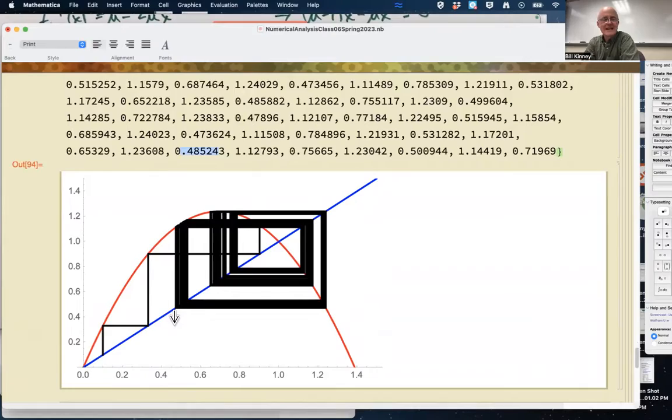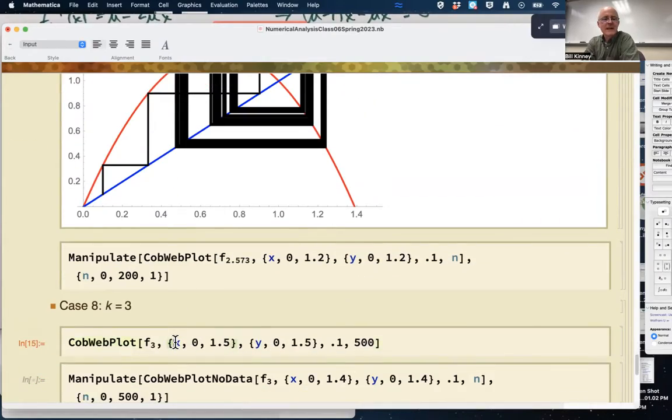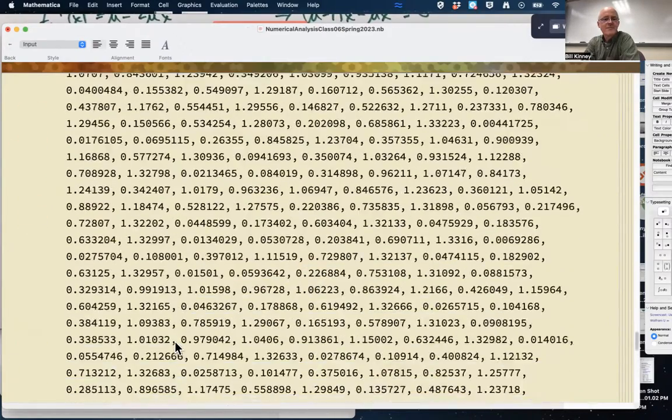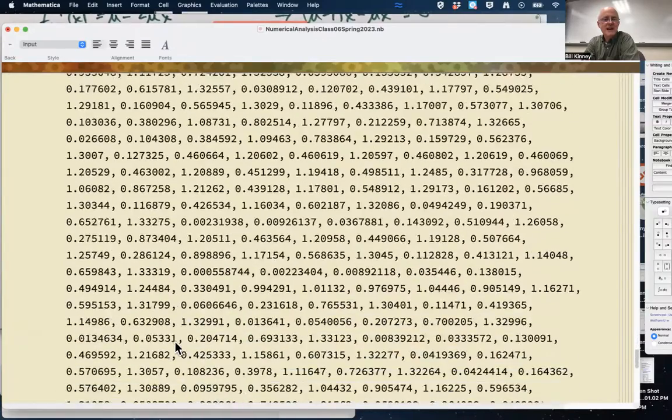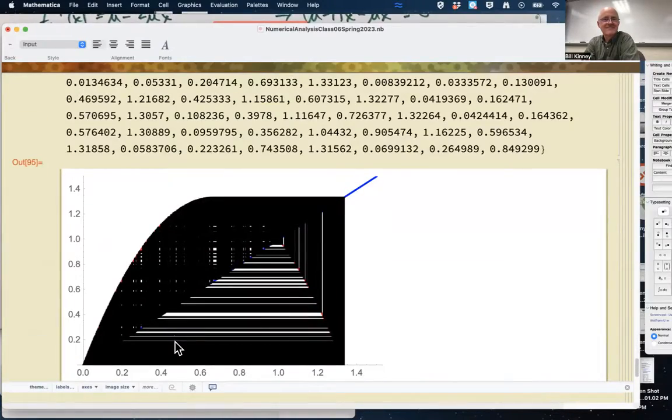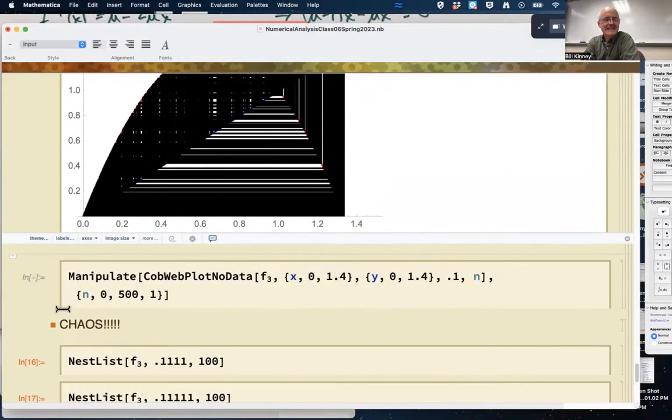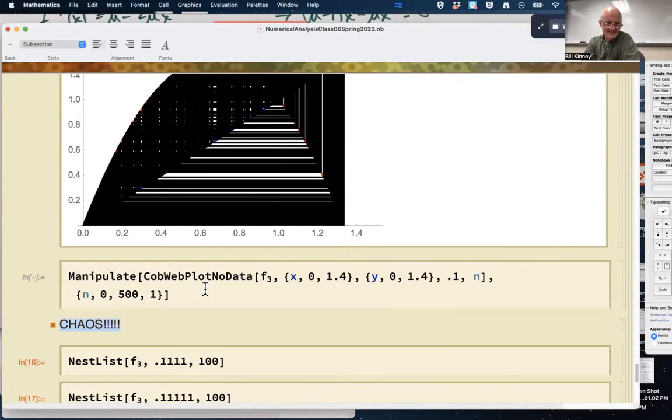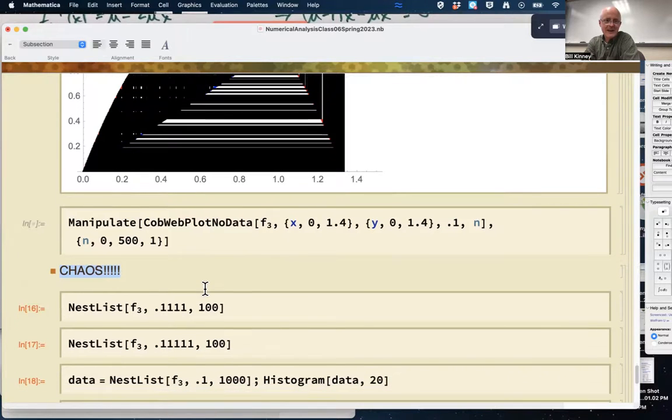Here's what the picture looks like. K is 3. Is it a 64 cycle? Oh. Chaos! When K is 3.